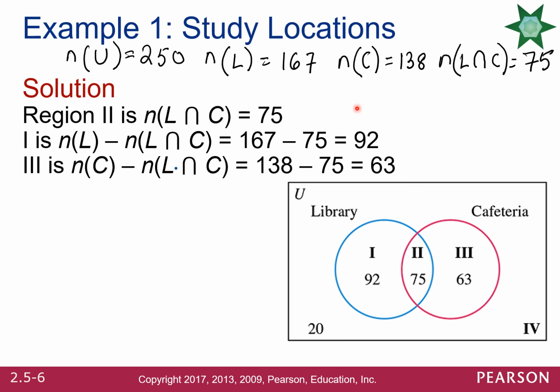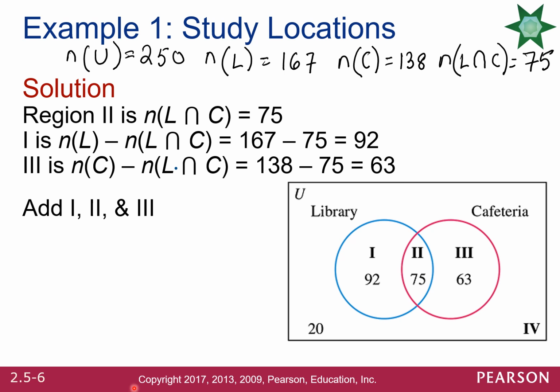Okay, so now that we have all these regions filled up, we have to see if there is anything that falls in region 4. So what we can do is sum up the number of elements in region 1, 2, and 3. So 92 plus 75 plus 63. And if we subtract it from the number of elements in the universe, then we will know if there are any values that fall outside the two sets. And that's what they do next.